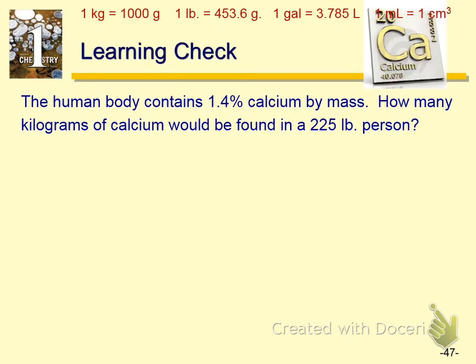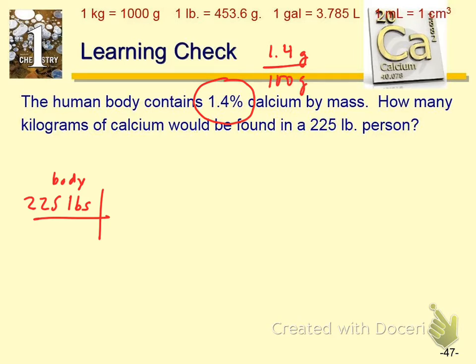So we're going to start here. Where do we start? 225 pounds. Okay? So we got 225 pounds. Now this is body mass. This isn't calcium. This is body mass. And so what are we going to do? What's next? Well, I've got a percentage here. We could treat this as 1.4 grams over 100 grams. It could also be 1.4 kilograms over 100 kilograms. It could be 1.4 pounds over 100 pounds. We could use it any way that we want to, okay? What would come next?